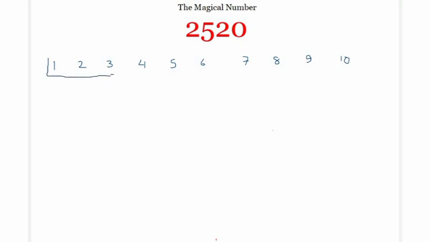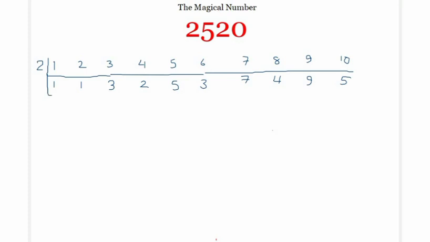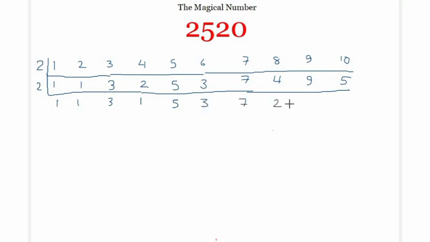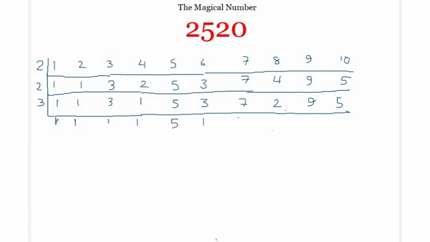We first find the LCM of these 10 natural numbers. First divide by 2, so that we get 1, 1, 3, 2, 5, 3, 7, 4, 9, 5. Then again, if we divide it by 2, then 1, 1, 3, 1, 5, 3, 7, 2, 9, 5. Now, let us divide it by 3, so that we get 1 1 1 1 5 1 7 2 3 5.